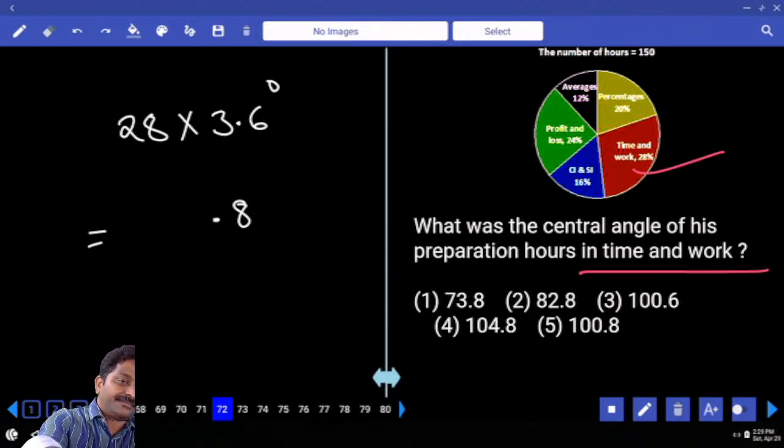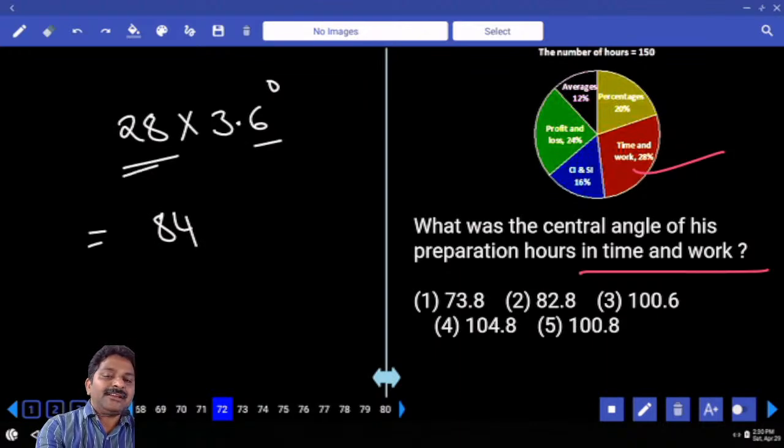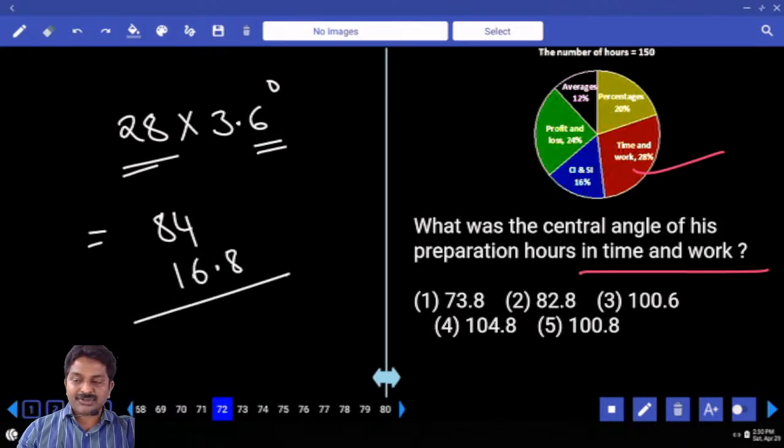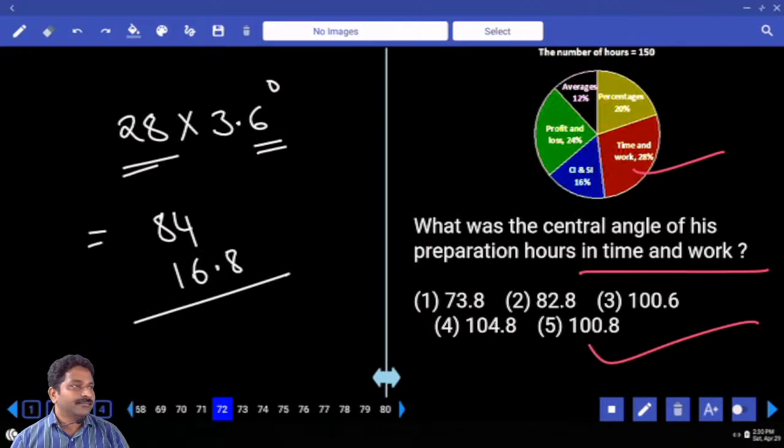28 3 times is 84. I'll calculate 6 times and then we'll convert into 0.6 times. Is that okay? 3 times is 84 only. 6 times means 84 doubled, which is 168. 0.6% means 16.8, both together 100.8. Yes, understood.